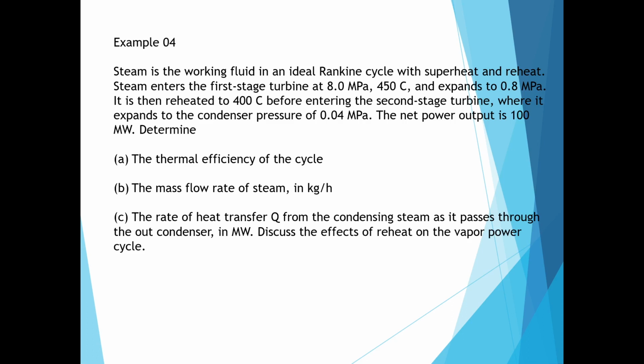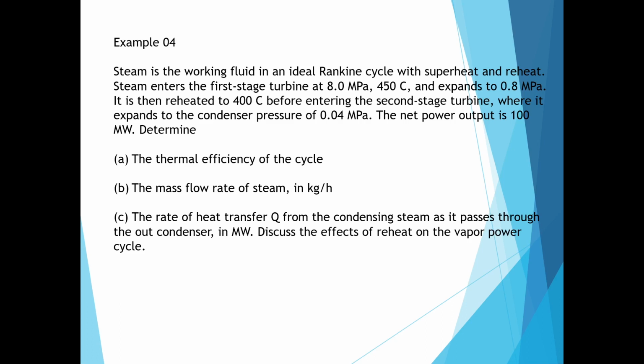Okay, now let's work with an example. Steam is the working fluid of an ideal Rankine cycle with superheat and reheat. So you have both superheat and reheat, right? Steam enters the first stage turbine at 8 megapascal and 450 Celsius and expands to 0.8 megapascal. It is then reheated to 100 Celsius before entering the second stage turbine, where it expands to the condenser pressure of 0.04 megapascal.